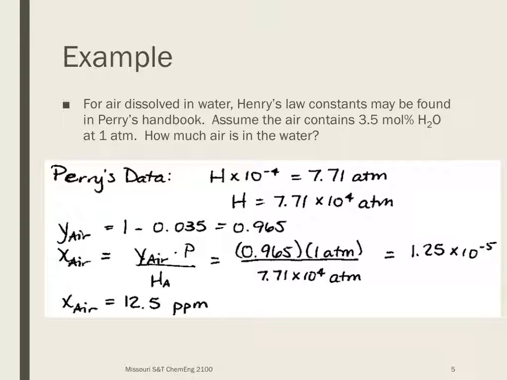In Perry's handbook, you'll find that H times 10 to the minus 4th is 7.71 atmospheres. So to solve for H, it means that H is 7.71 times 10 to the positive 4th atmospheres.